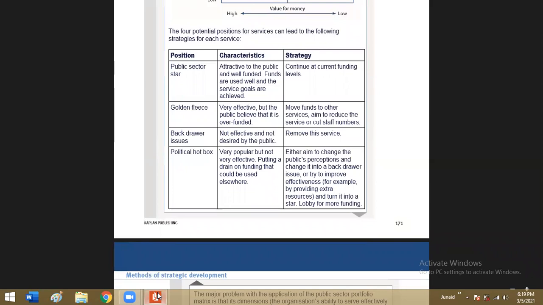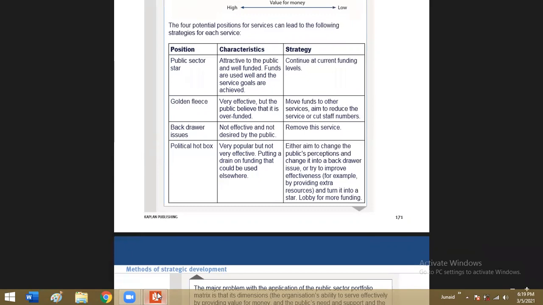Backdoor issues: not effective and not desired by the public. Remove this service. Yes, this is low at both ends, so you have to remove it. Political hotbox: very popular but not very effective because value for money is very low. It is putting a drain on funding that could be used elsewhere. So the government should put that fund on another project. Either aim to change the public perception and turn it into a backdoor issue, or try to improve effectiveness, for example by providing extra resources, turn it into a star, and lobby for more funding.